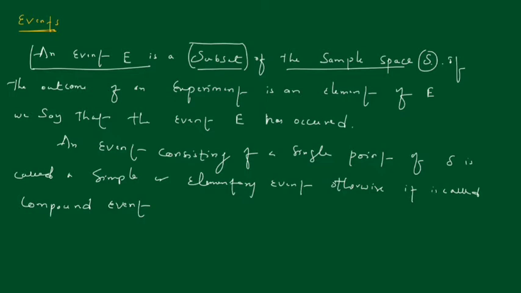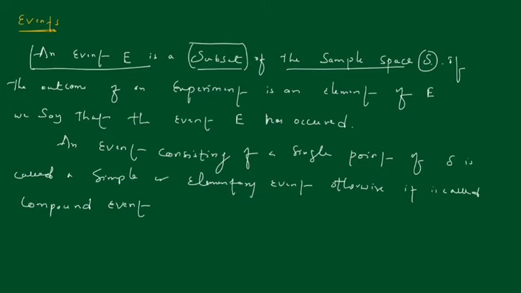So let's say in a random experiment, an element of a sample space must occur, and hence it is called a sure or certain event, and an empty set is called impossible event since an element of a sample space cannot occur. So let's see an example based on this.